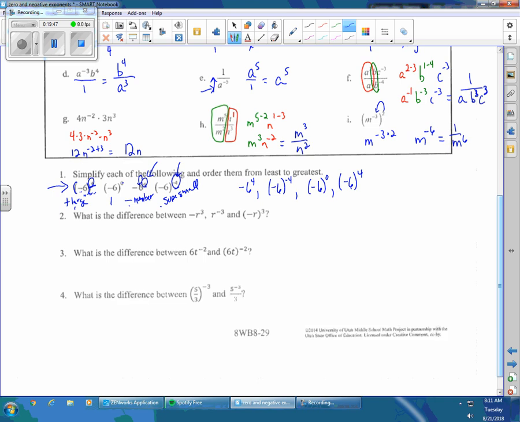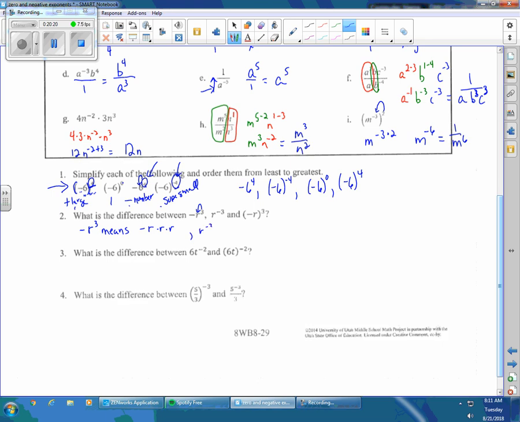Okay, what is the difference between negative r to the third power, r to the negative third power, and r in parentheses, negative r in the parentheses raised to the third power. So negative r to the third power means negative r times r times r. The 3 is only attached to the r, not the negative sign. So this is going to be a negative answer when it comes out.